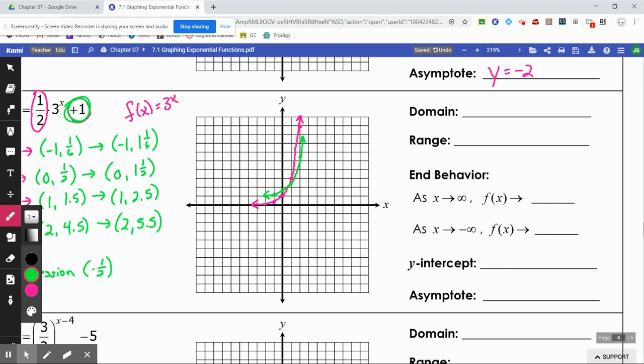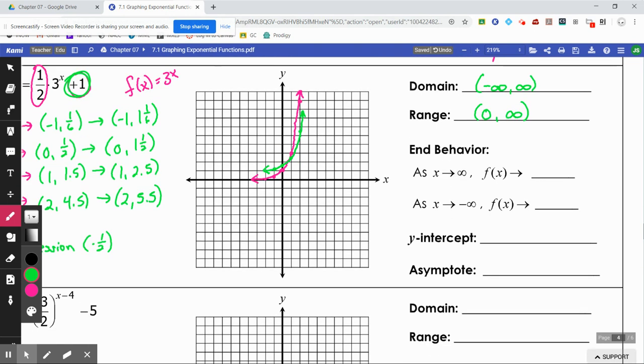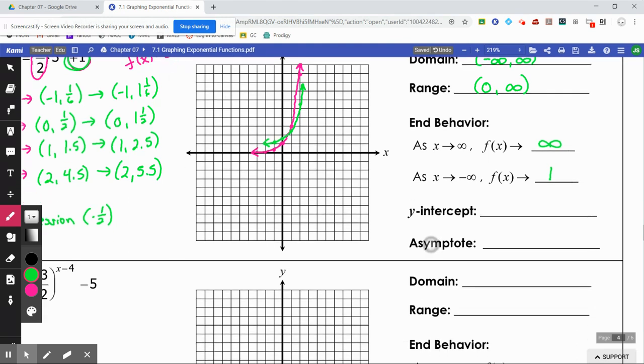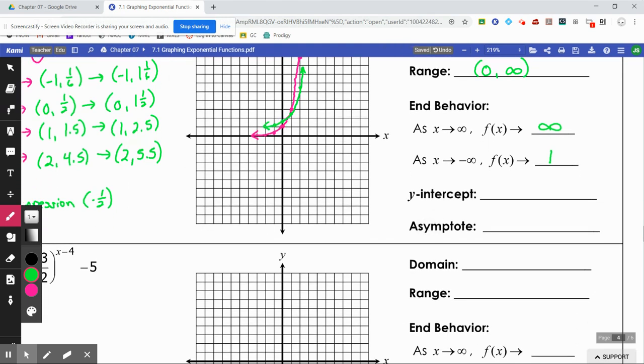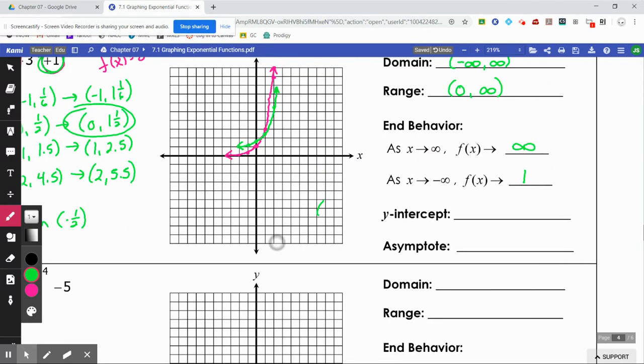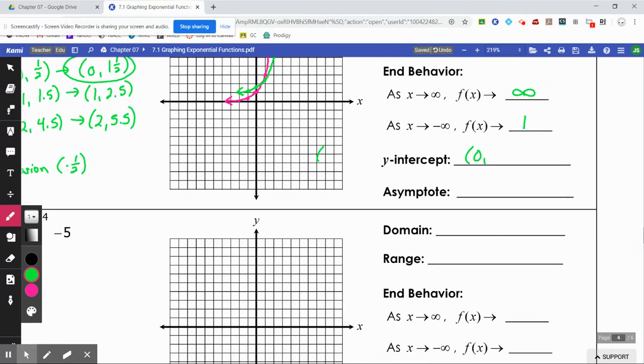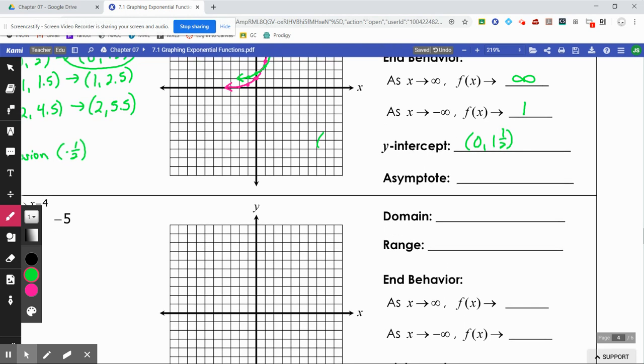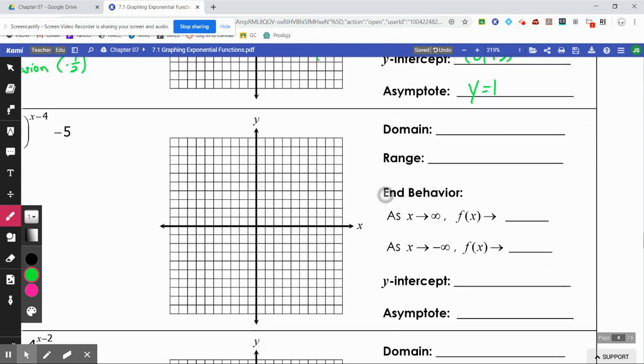Our domain would still be everything. You can plug in anything you want. Our range values now start at 1, and they go up from there. In behavior, as you go to the right, your graph goes up. As you go to the left, my y value now levels out at 1. Your y-intercept is now right here, and used to be at (0, 1), and that got turned into (0, 1.5). So you can just look at that dot to see where it got moved to. So there's your y-intercept now. Your asymptote line again is now y equals 1 instead of y equals 0.